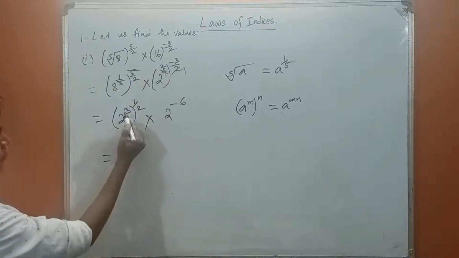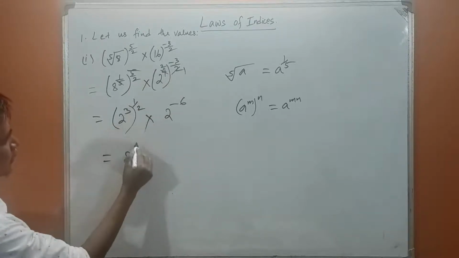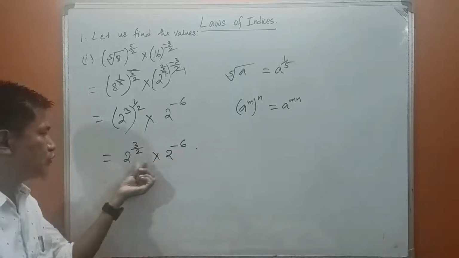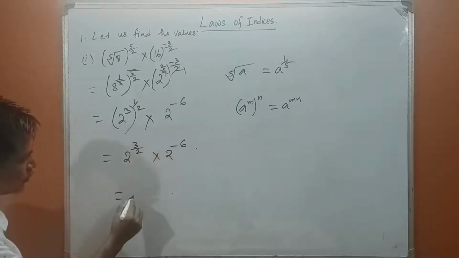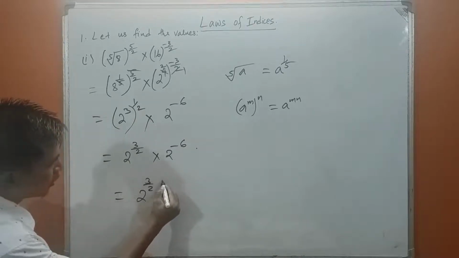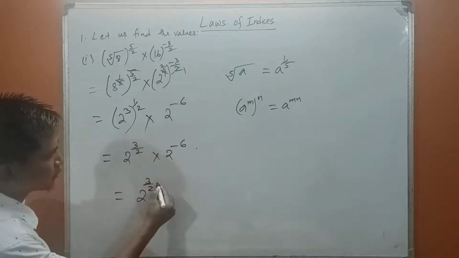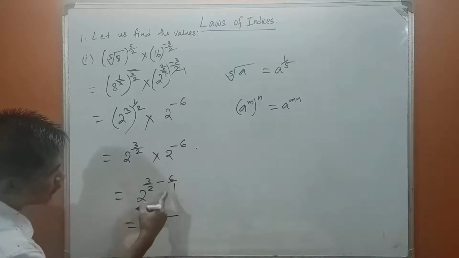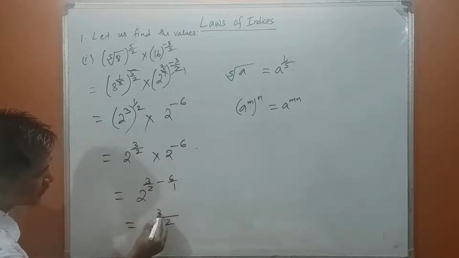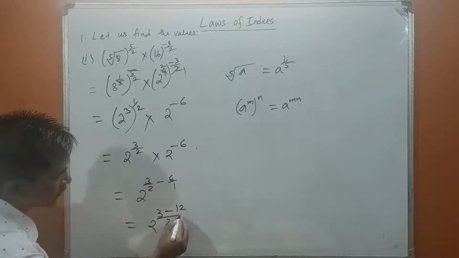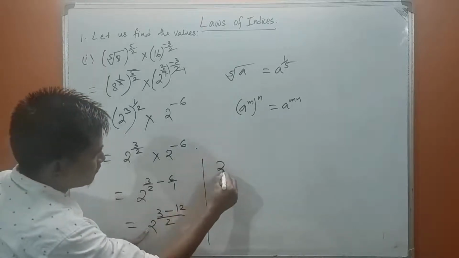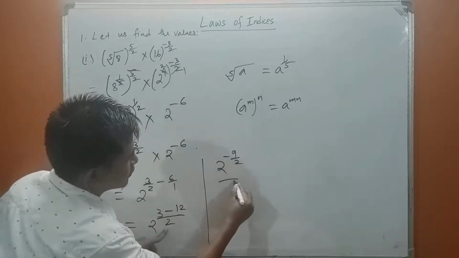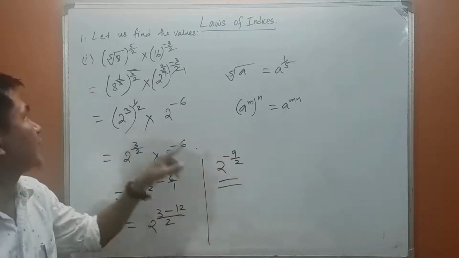Okay, now we have 2 to the power 3 upon 2 into 2 to the power minus 6, isn't it? So now the bases are the same, 2 and 2, so their powers will be added. So 2 to the power 3 upon 2 plus this minus 6. So plus into minus becomes minus 6, isn't it? So we have 1 in the denominator, equals 2 to the power, LCM of 2 and 1 is 2, so 1 threes are 3 minus 2 sixes are 12. So 2 to the power 3 minus 12 is minus 9, isn't it? So this 2 comes in the denominator. So this is the answer: 2 to the power minus 9 upon 2 is the answer for question number 1.